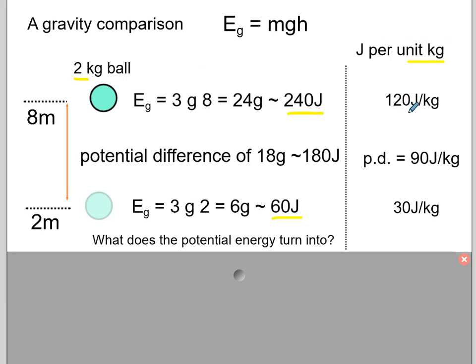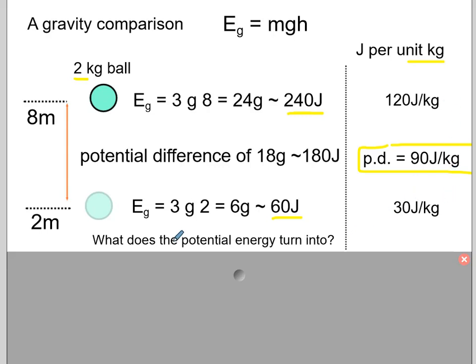So this would be 120 joules per kilogram. Down here we would get 30 joules per kilogram, so I'm just dividing both those numbers by 2. And now my potential difference is 90 joules per kilogram. So if I change the mass of this ball, I could use this rate right here to figure out the potential difference. So if I up this to a 10 kilogram ball, I could just multiply this by 10 and I would have 900 joules of potential difference between the top height and the bottom height.